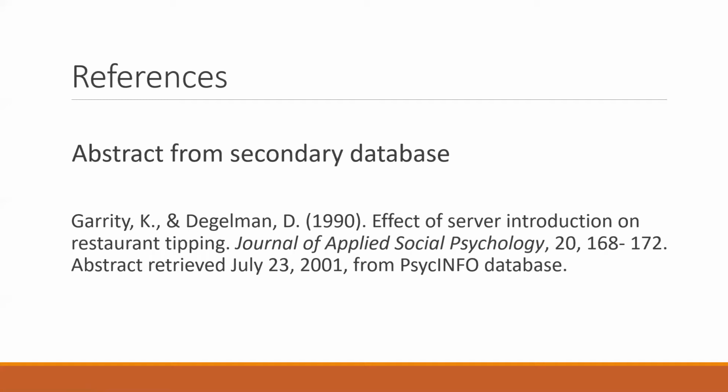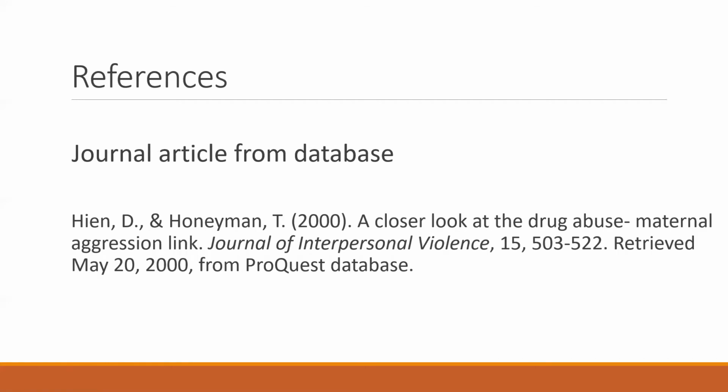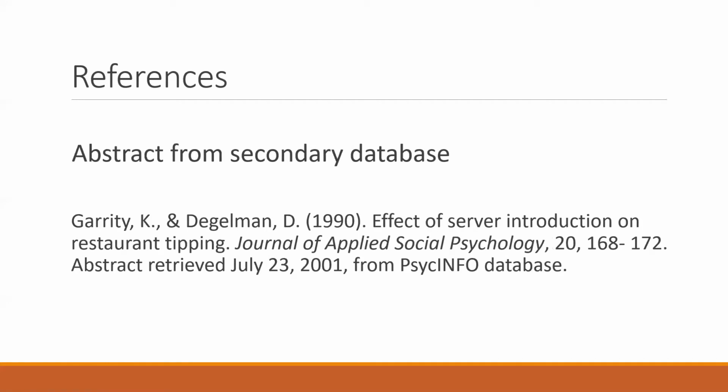Abstract from a secondary database. It follows that same format. Author name, year, title, journal, issue, page, retrieval date, and from that database, following that same format as that primary journal article from a database. This is the abstract from. Avoid citing abstracts. Abstracts are generally just summaries that don't necessarily go through the same process of peer review.